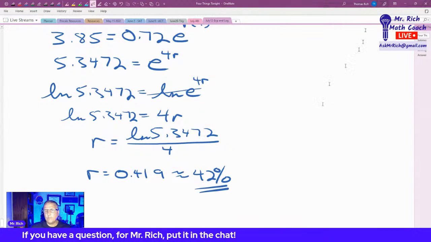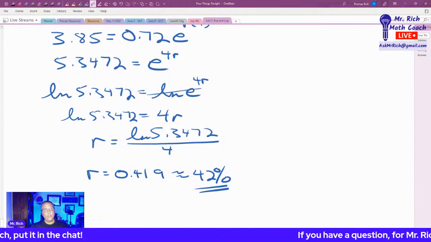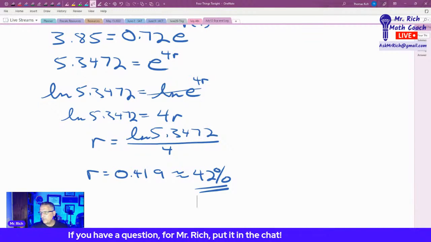Well, class, I hope that was helpful to you as a review of logs and exponentials and how we use their inverse properties to solve either log equations or exponential equations.